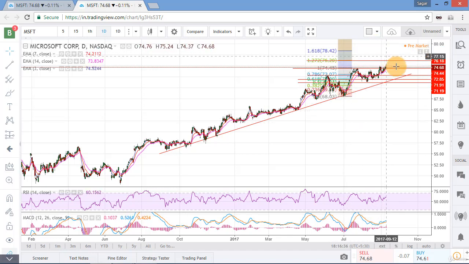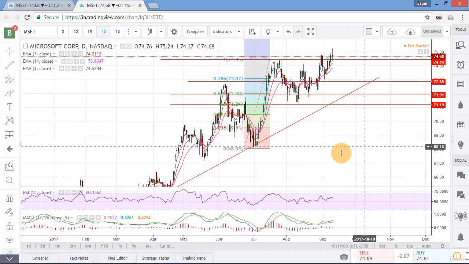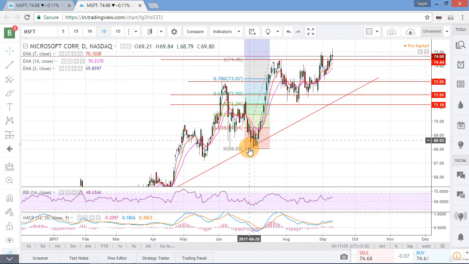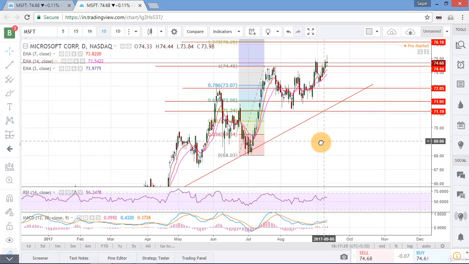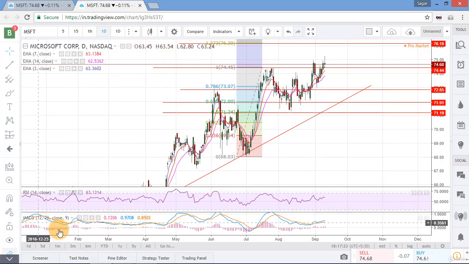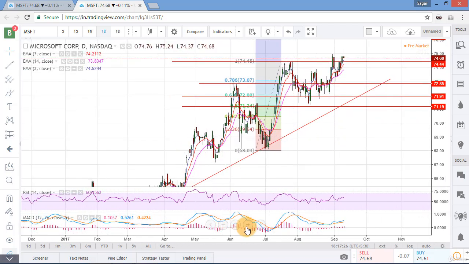Now we will analyze the last portion of this chart. Just watch. This was the last entry point. Prices touch this trend line and then move in an upward direction. These are the Fibonacci levels. These are the resistance and support lines. This is RSI, this is MACD. Just watch.